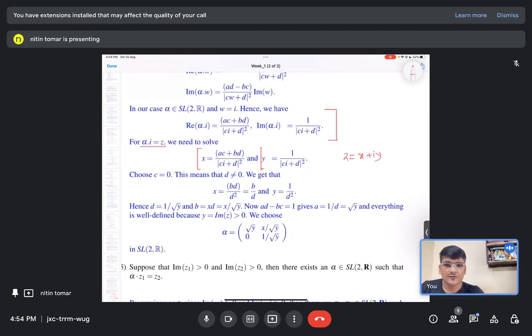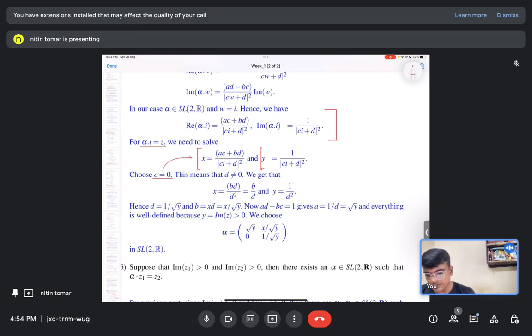Now we just need to choose the values correctly. You just choose C equal to 0. Now if C equal to 0, that means D cannot be 0. Why? Because if C is 0, remember A, B, C, D, and if D is also 0, then the determinant of alpha will be 0. But we need the determinant of alpha to be 1. So D cannot be 0.